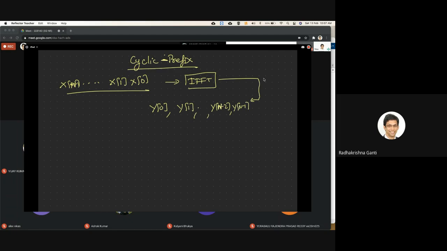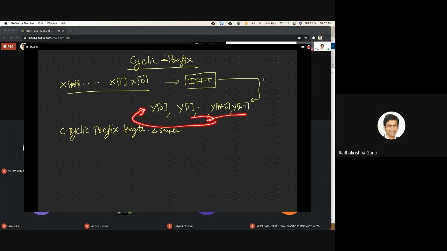Cyclic prefix takes one parameter, called the cyclic prefix length. I'll call it L. In terms of samples, let's put L samples for now. What that means is, essentially, you are going to take L samples from the back and copy them to the front. Again, let me repeat it: you take L samples from the back side and copy them to the front.